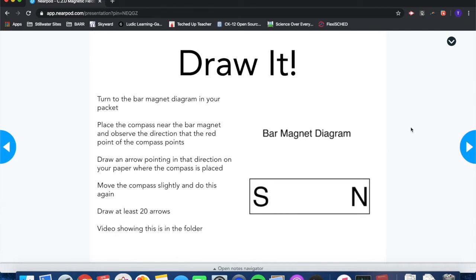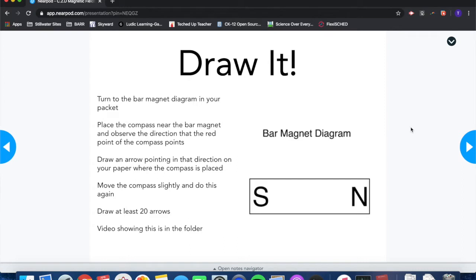Now, what we will be doing is placing a compass near the bar magnet, and we will observe the direction that the red point of the compass points. So you will then draw an arrow pointing in that direction on your paper where the compass is placed. I will show you in just a moment what this means. I'm going to do this in person in a demonstration, and I'm going to give you the opportunity to do this digitally. So you will then move the compass slightly and do this again, and you're going to do this at least 20 times, drawing 20 arrows all around the magnet.